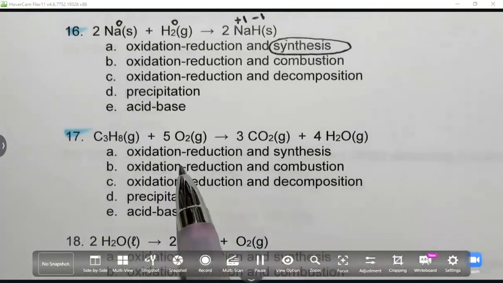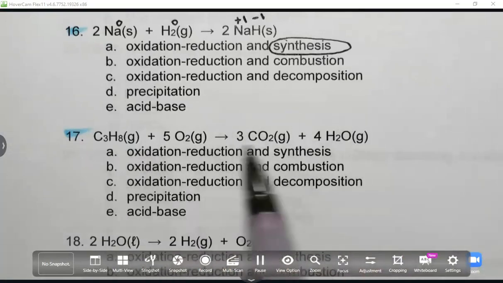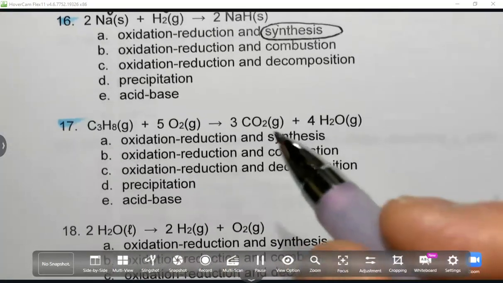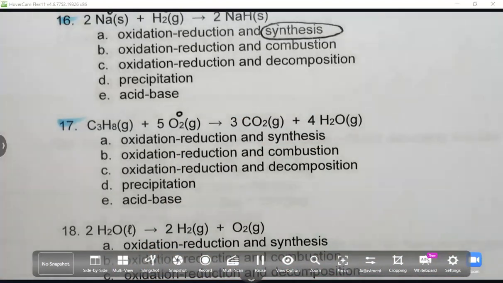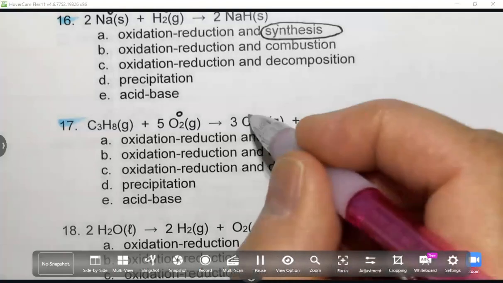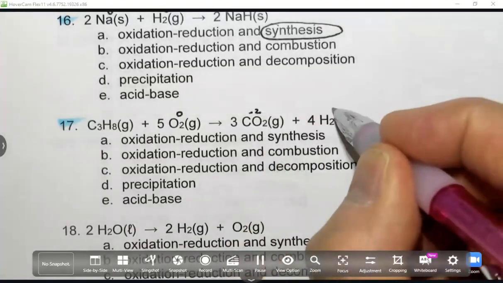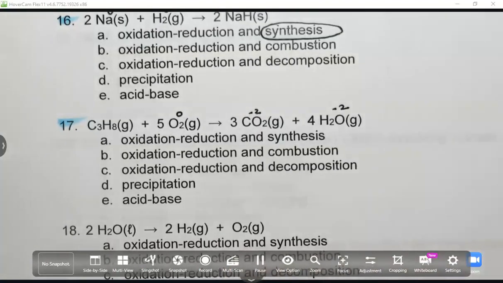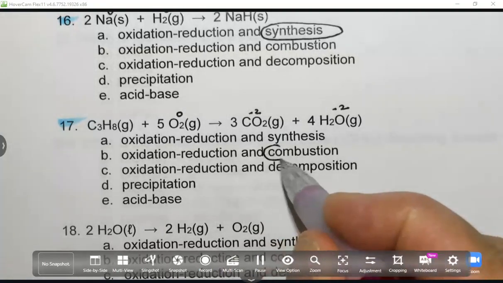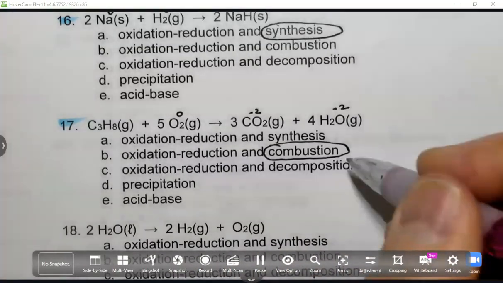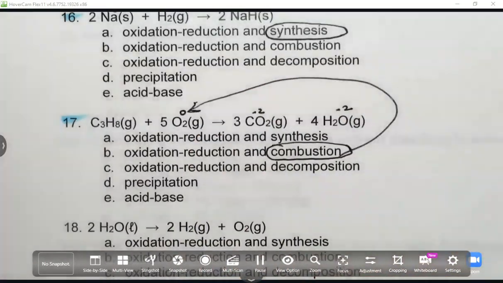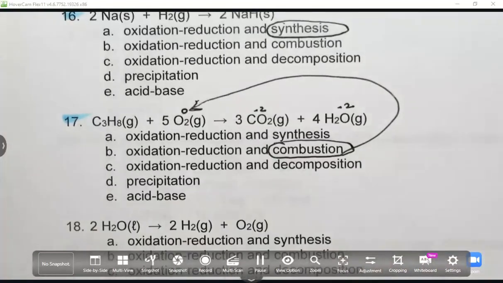This one here for sure is oxidation reduction. Why do I know that? Because I have oxygen here by itself, and that charge by itself is 0. And in the compounds, -2, -2. So whatever, it is oxidation reduction. And this is a classic oxidation reduction and combustion: plus oxygen, carbon dioxide and water. Okay, we're going to 24, 25.